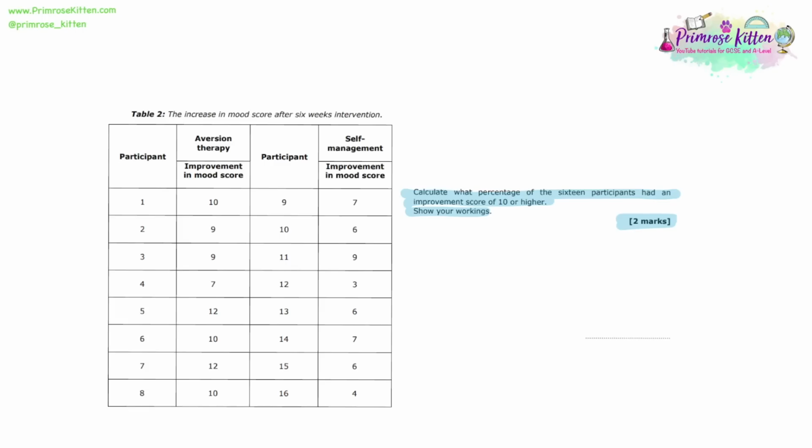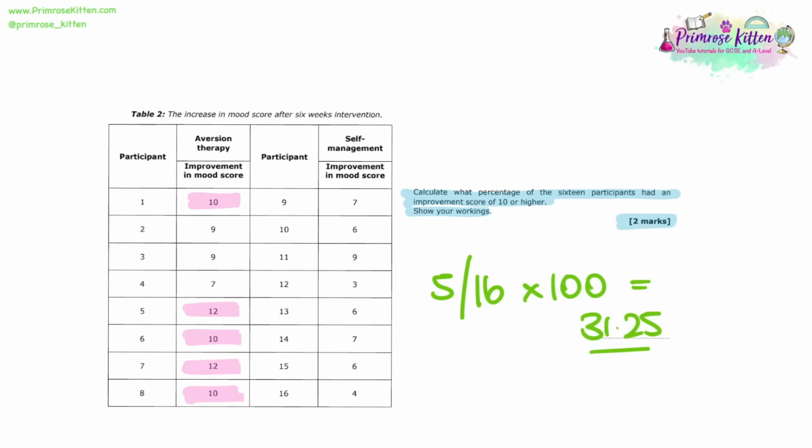So to calculate the percentage, we will firstly identify how many of the participants had an improvement score of 10 or higher. We can see from table 2 that there were 5 participants who had an improvement score of 10 or higher. We will then divide this by the 16, the total number of participants, and then multiply by 100. This gives a total of 31.25, and therefore the percentage of the 16 participants that had an improvement score of 10 or higher was 31.25.